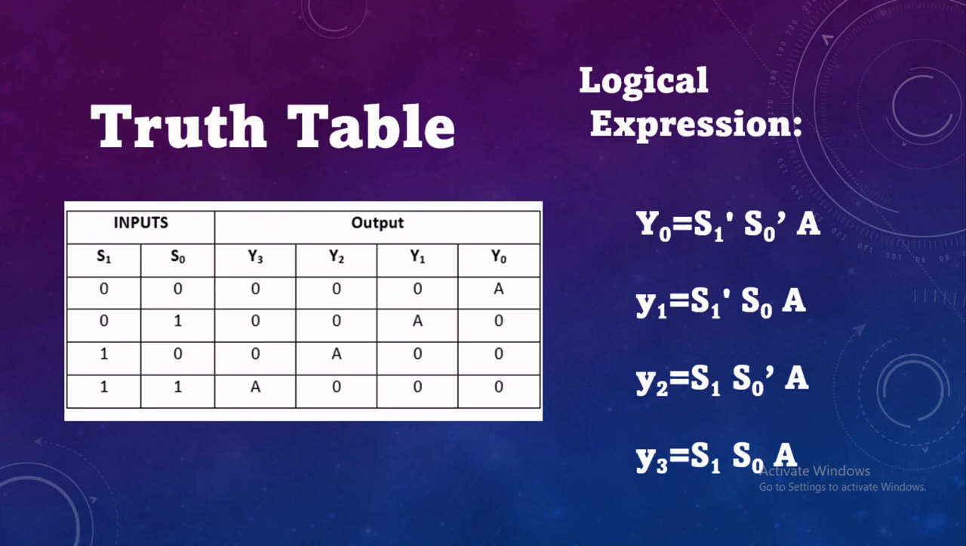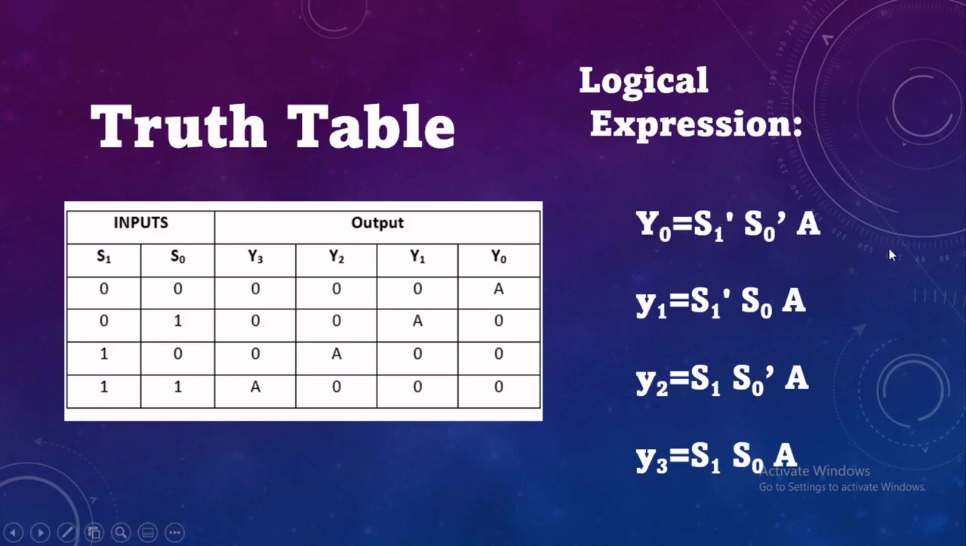So now let's go to the truth table. When the two selection lines, S1 and S0, are given, and four output lines we have Y3, Y2, Y1 and Y0. When the 0 0 combination is given, the input A will be directed to the Y0 output line. When 0 1 is given, the output is directed to Y1. When 1 and 0 are given as selection lines, the input will be directed to Y2. When both the selection lines are 1, the Y3 output will be displayed.